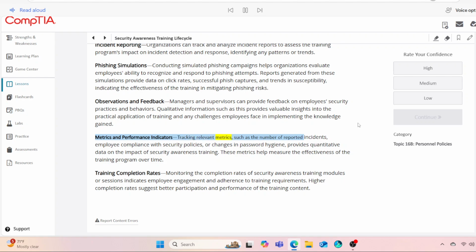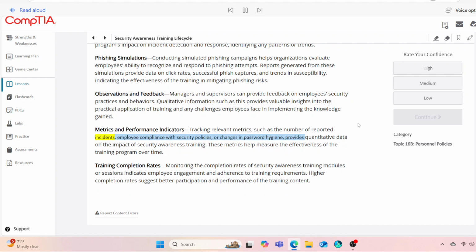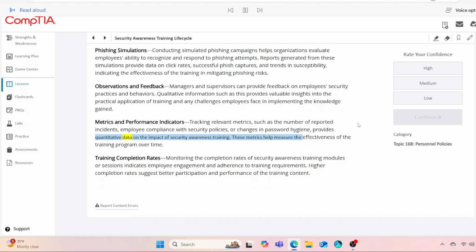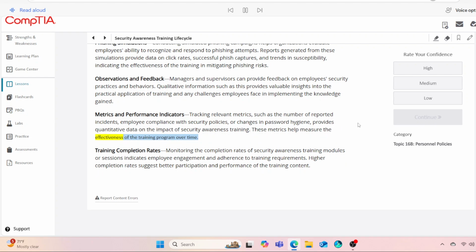Metrics and performance indicators. Tracking relevant metrics, such as the number of reported incidents, employee compliance with security policies, or changes in password hygiene, provides quantitative data on the impact of security awareness training. These metrics help measure the effectiveness of the training program over time.